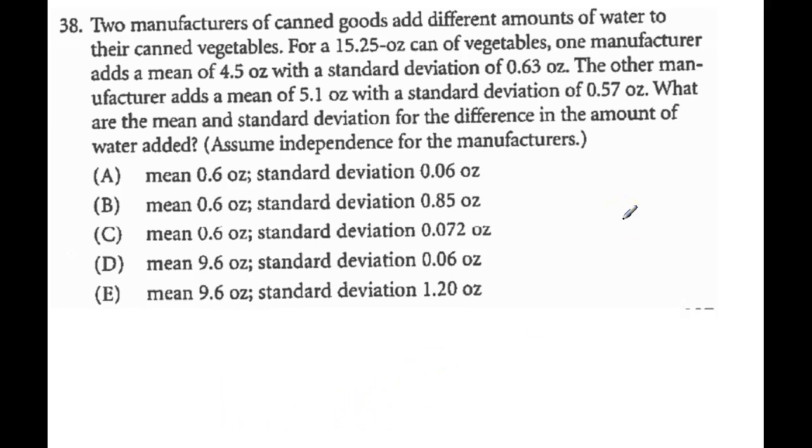And 2 manufacturers of canned goods add different amounts of vegetables. So the other mentions that. What is the mean and standard deviation of the different amounts of water added? For the mean, add the same way you would think. Let's see, a mean of 4.5 and a mean of 5.1. If I add those together, that would be 9.6. So I know the mean is 9.6 right away.